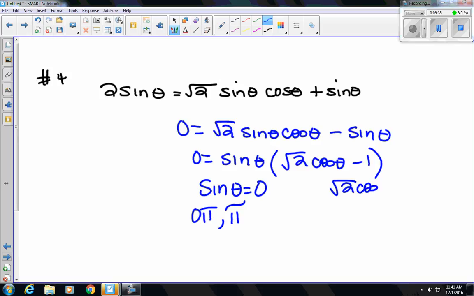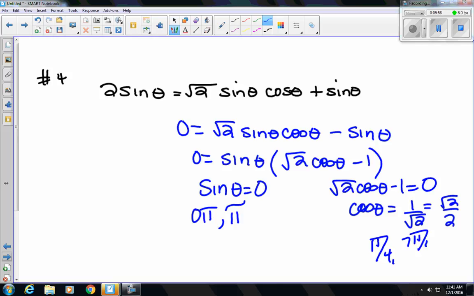Root 2 cosine theta minus 1 equals 0. Cosine theta is equal to 1 over root 2, which is the same as what? Root 2 over 2. Pi over 4 and 7 pi over 4. First and fourth quadrant. Why don't I need 4 answers here? It's only positive. I didn't take the square root, so I don't have plus or minus, so I only have the positives.